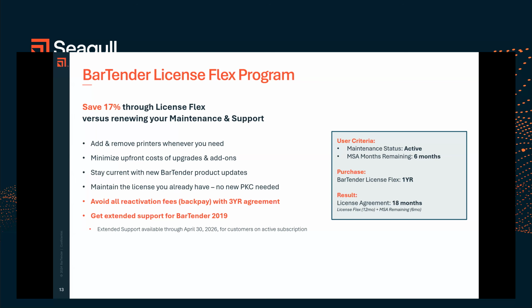And additionally, if you want to move to the program now, you don't have to wait till your next renewal period. If you have any active maintenance remaining, those months will simply roll over on top of your agreement. So, for example, if you have a 6-month contract remaining and you want to join the program with a 1-year agreement, you will actually have an 18-month contract. So, again, you do not lose those months remaining in your contract if you want to join the program today.